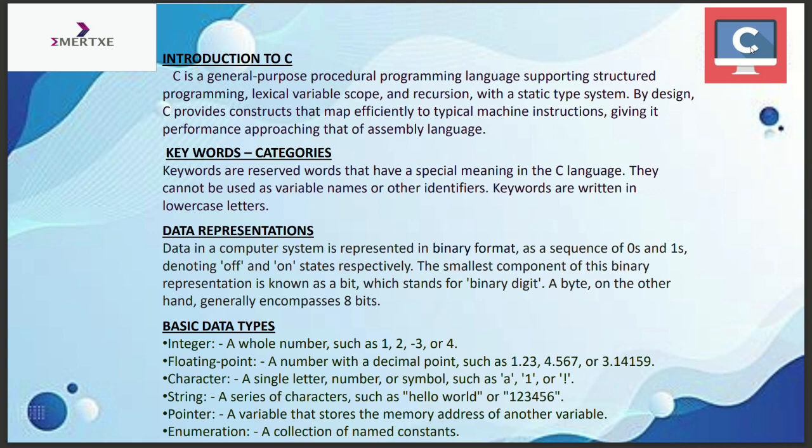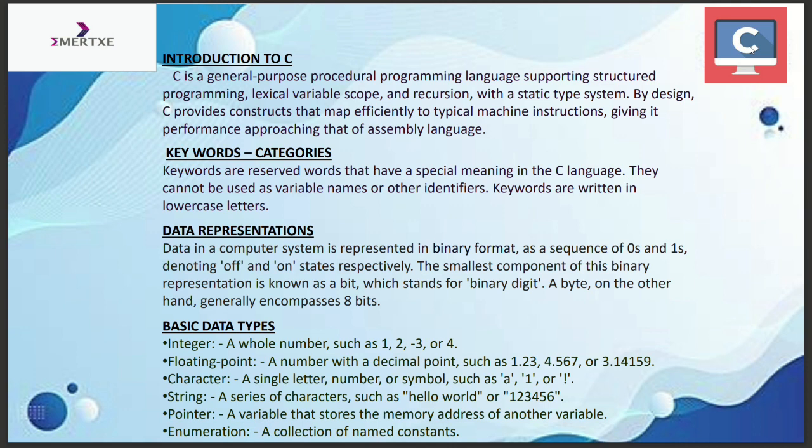Keywords and categories. Keywords are reserved words that have a special meaning in the C language. They can't be used as variable names and other identifiers. Keywords are written in lowercase letters only. We can't write them in uppercase.